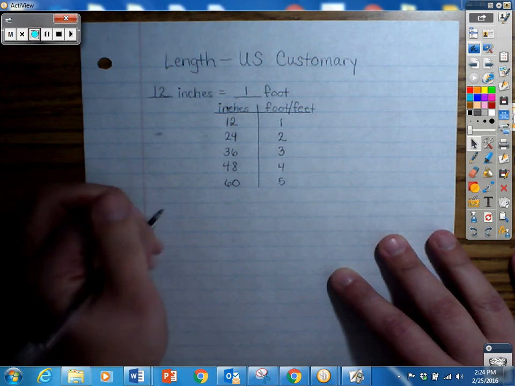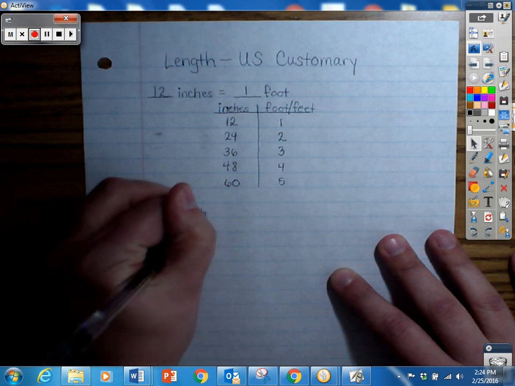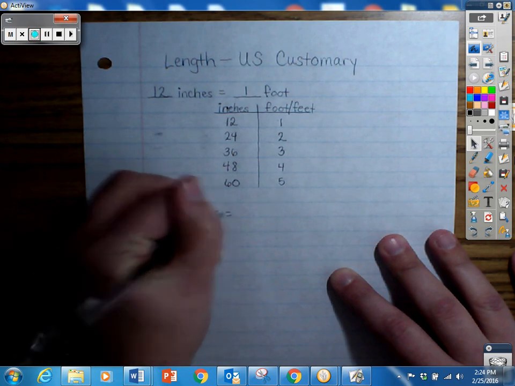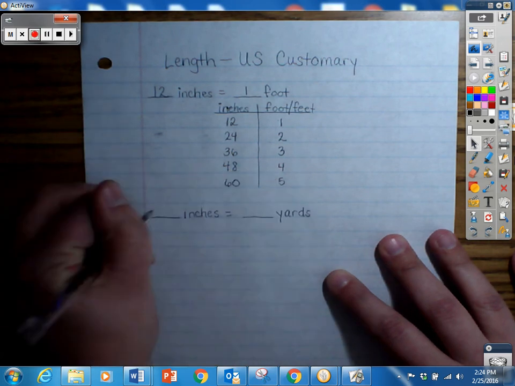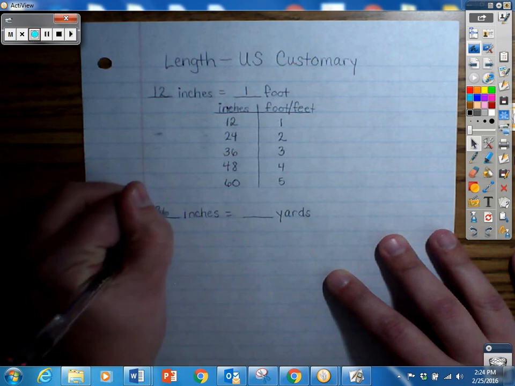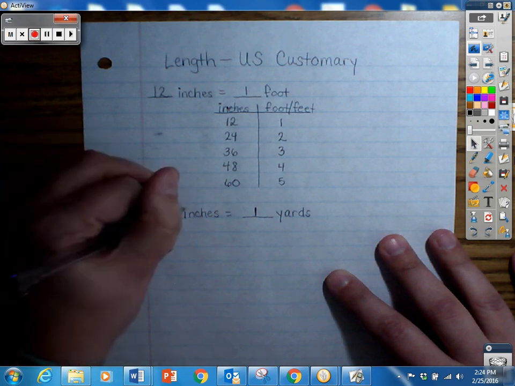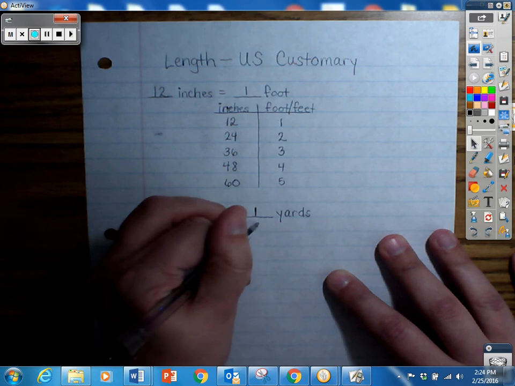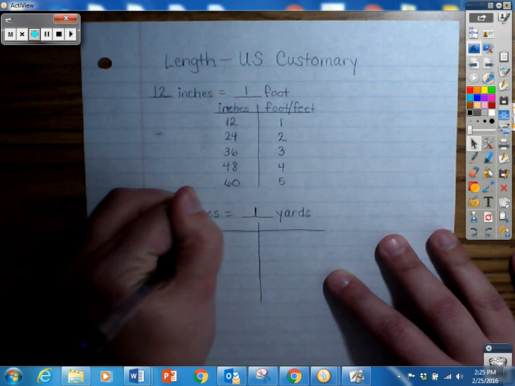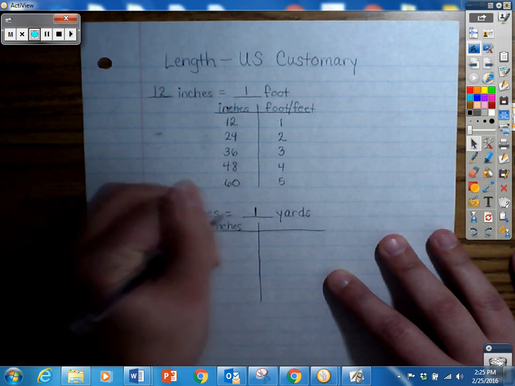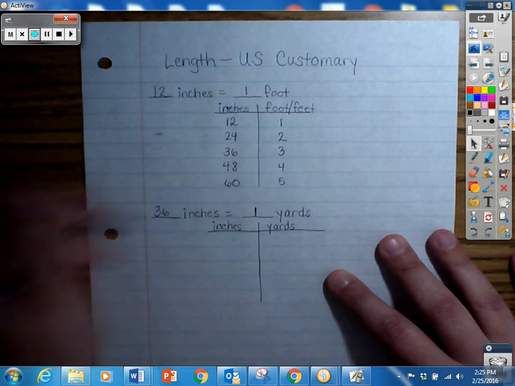The second conversion we're going to do is also inches, but we're going to look at inches and yards. Now there are 36 inches in 1 yard. Okay, so 36 inches equals 1 yard. Again, if we create a T-chart with inches and yards, we can again use our model of multiples or skip counting.